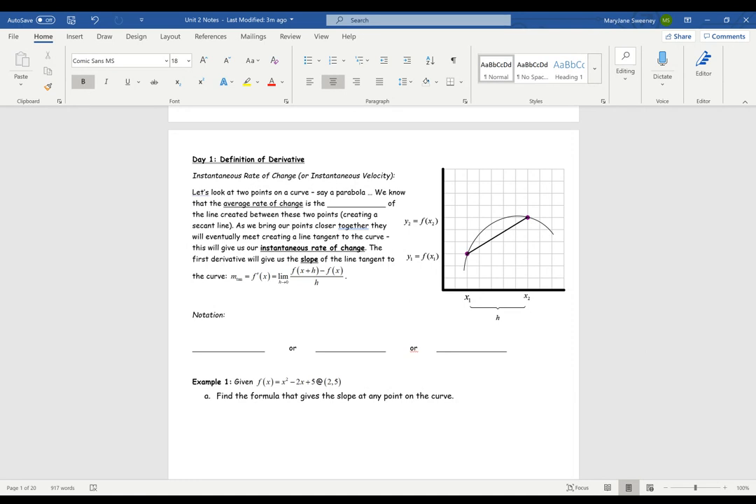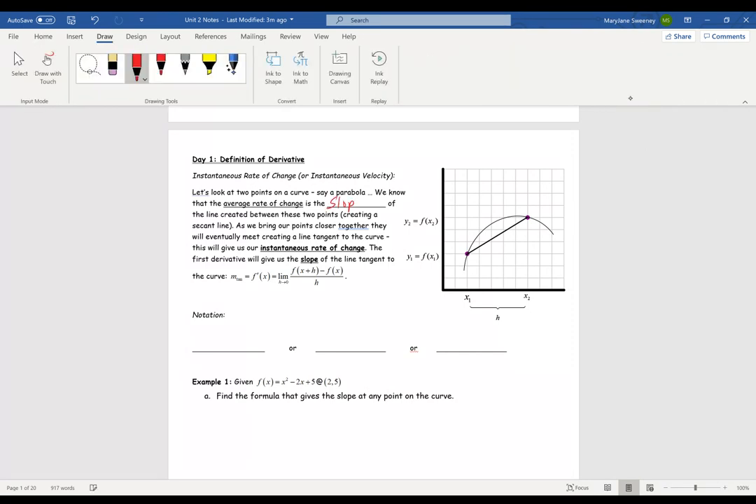So they're looking at 2 points here on a parabola. We know the average rate of change is the slope of the line created between the 2 points, creating a secant line. As we bring our points closer together, they will eventually meet, creating a line tangent to the curve. This will give us the instantaneous rate of change. First derivative is the slope of the tangent line.